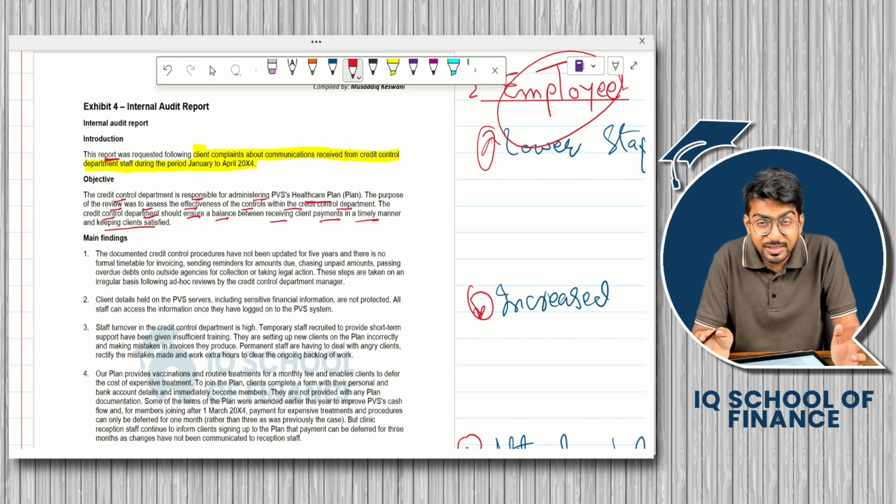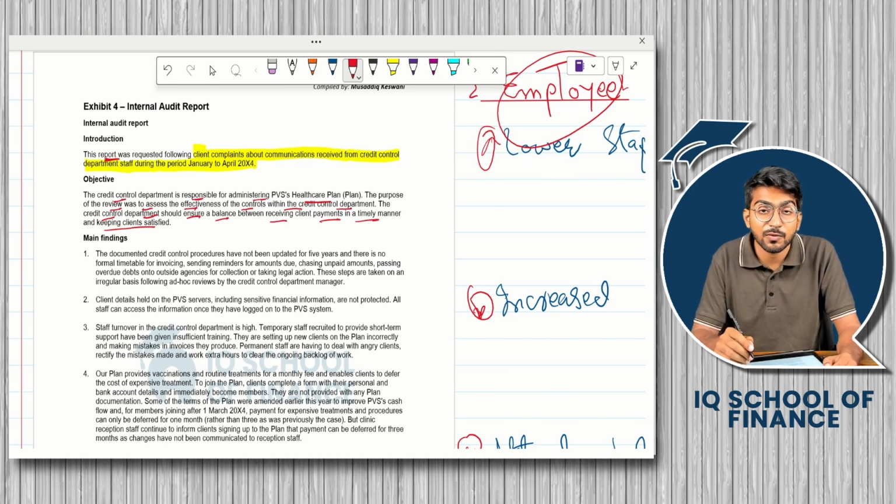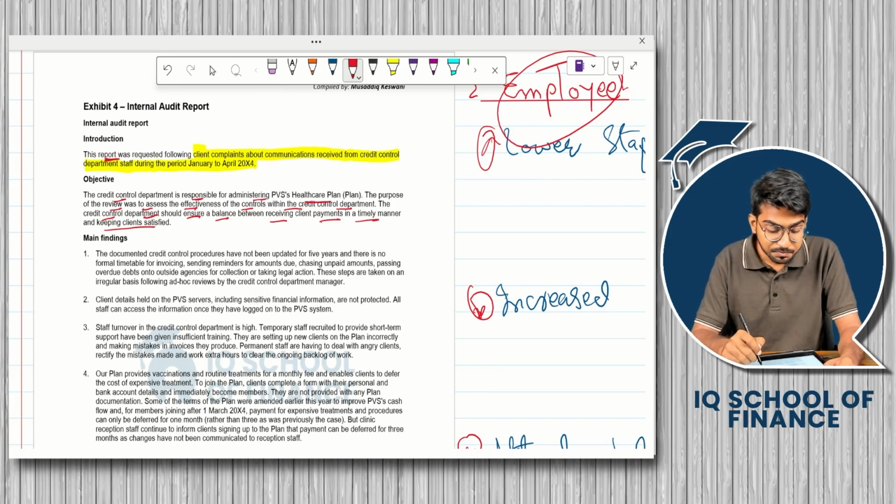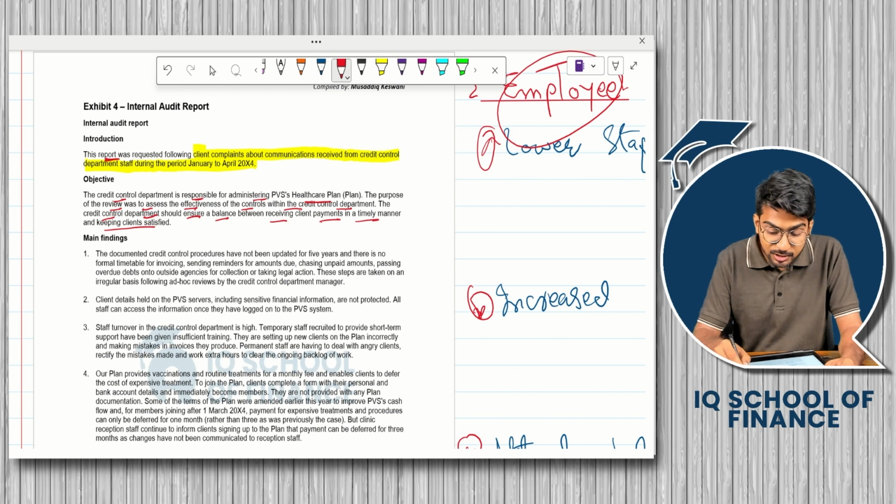So there might be the scene that the credit control department would have been so aggressive or maybe a bit unethical with the client for the recovery of the amount, right? So that is why the client would have made a complaint to us. Let's move forward toward the main findings.